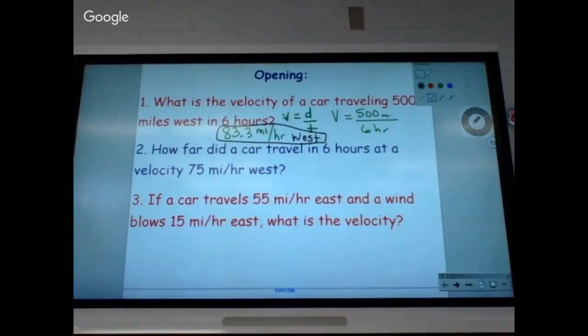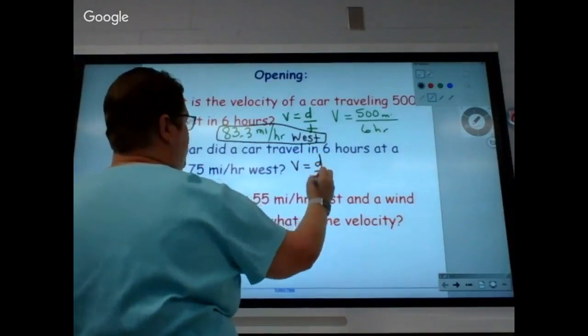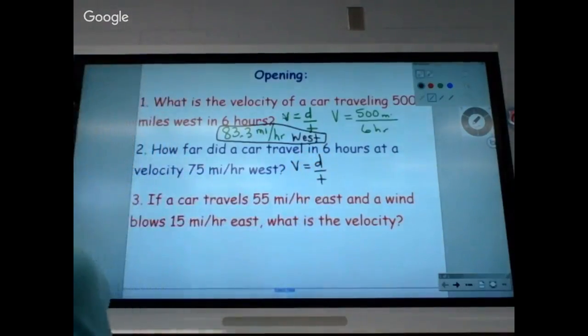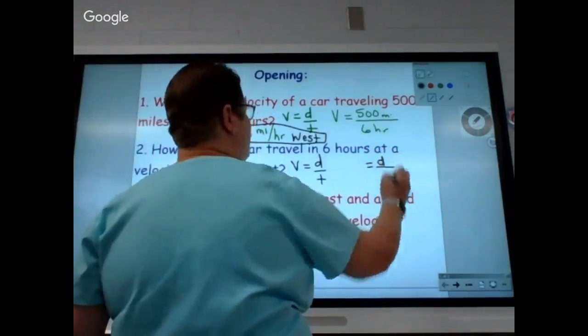All right. Number 2. How far did a car travel in 6 hours at a velocity of 75 miles per hour west? So what are we solving for if it says how far? Distance. Okay. So you can either use velocity or speed. They're the exact same formulas. We're going to use velocity since that's what we did yesterday. So what are we solving for? You said distance. So we got to have V and T.